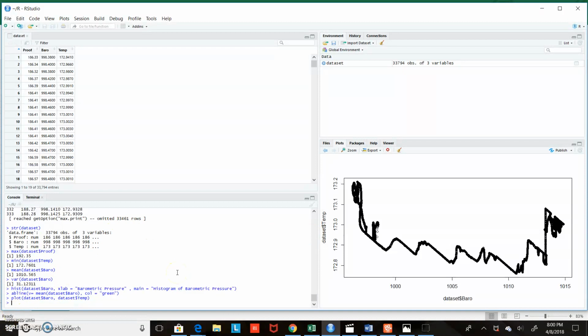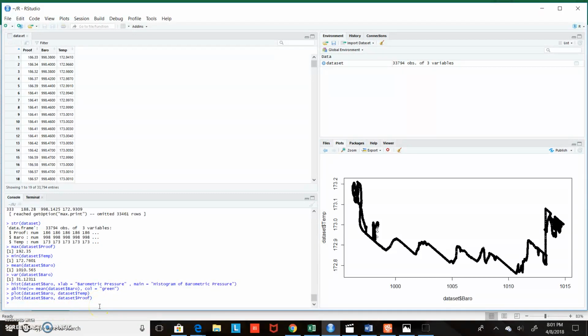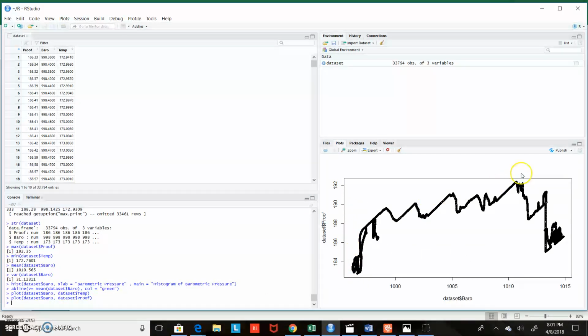The next relationship that I want to look at is how barometric pressure relates to proof. So we're going to make a plot of barometric pressure to proof, and we see that it's more of a positive relationship. So as barometric pressure goes up, proof goes up. To sum this up, we just analyzed how temperature relates to alcohol concentration or proof.